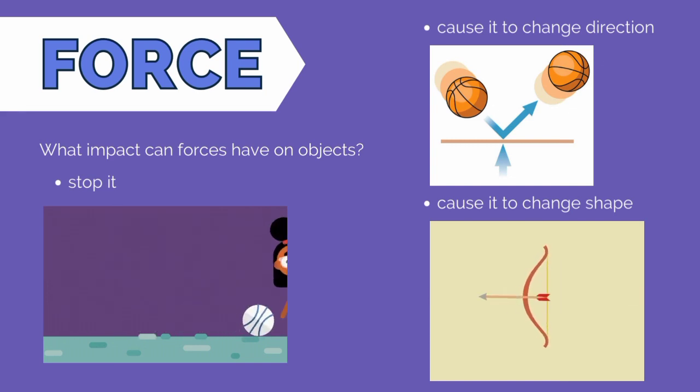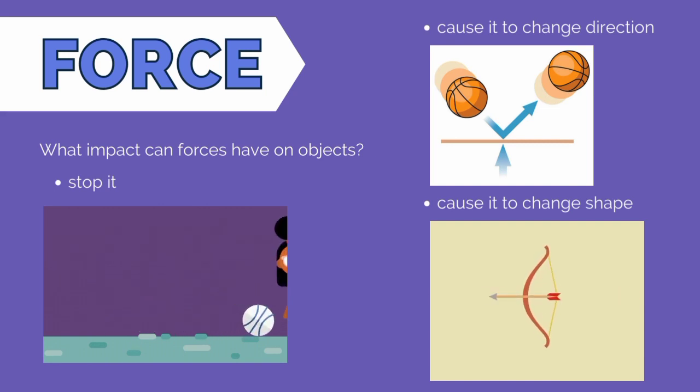The fifth is force causes it to change direction. The figure below shows the basketball has a downward direction to the floor. And then when someone follows the ball to the floor, the ball changes direction from down to up. And the last impact is force can cause it to change shape.